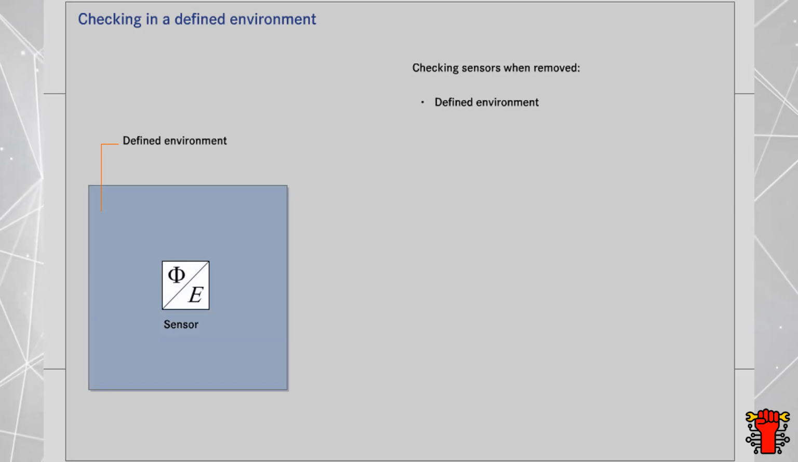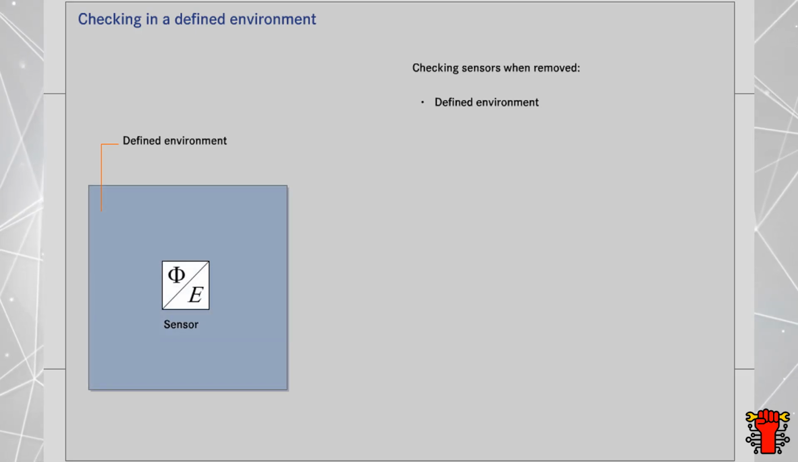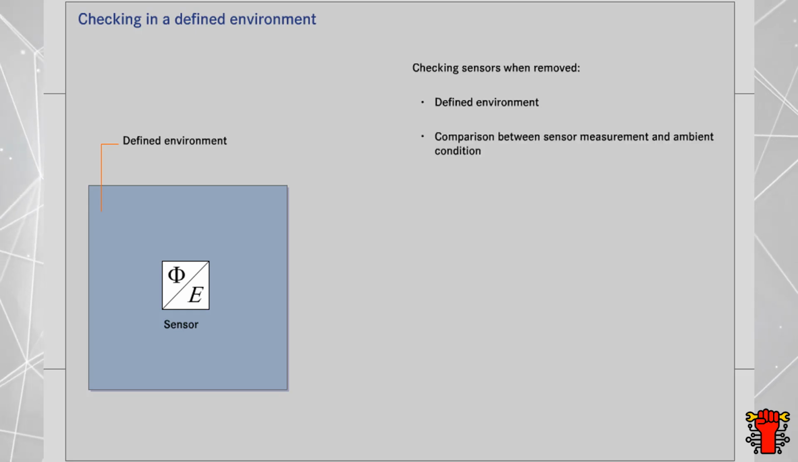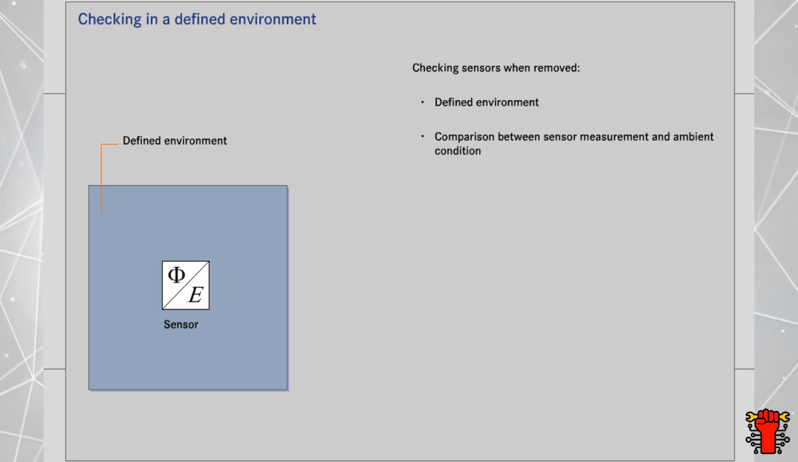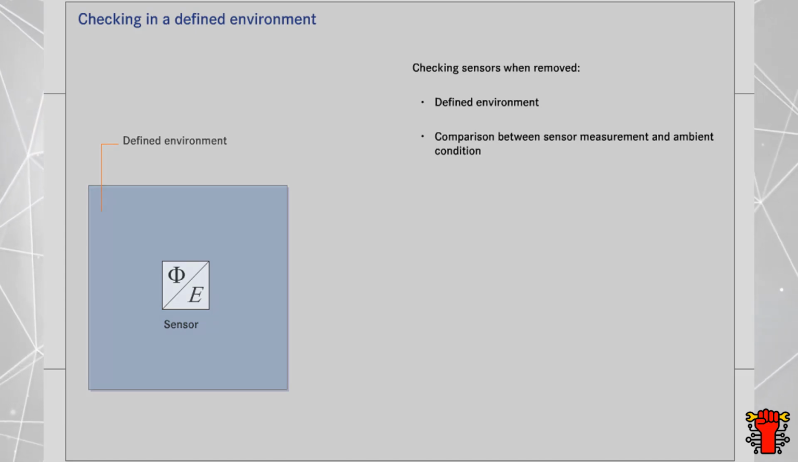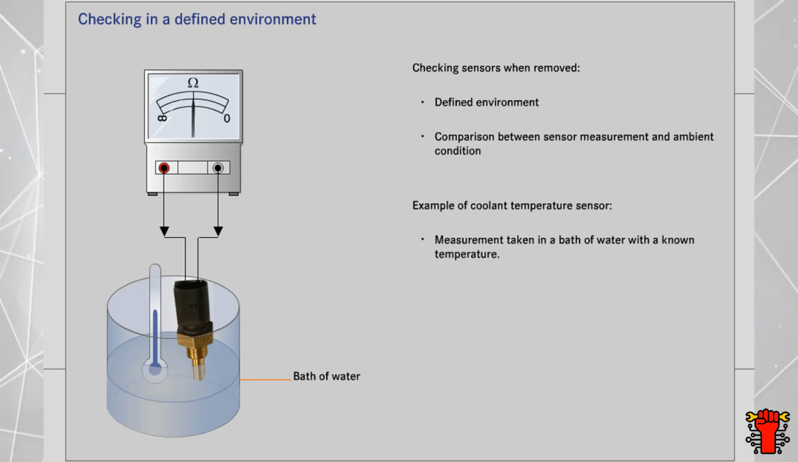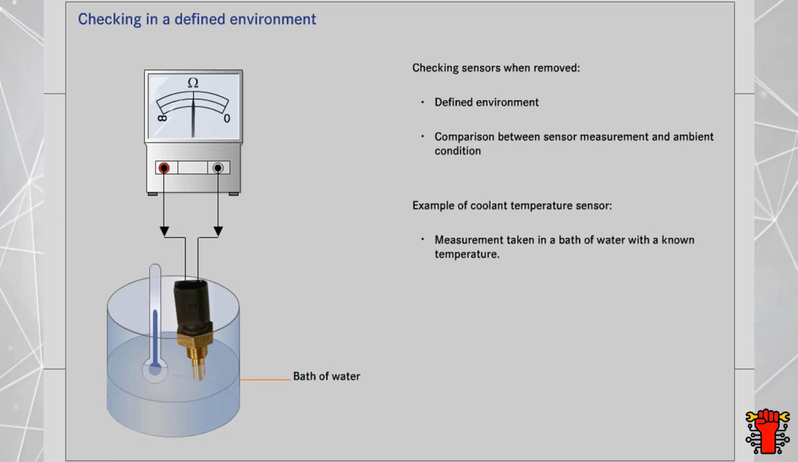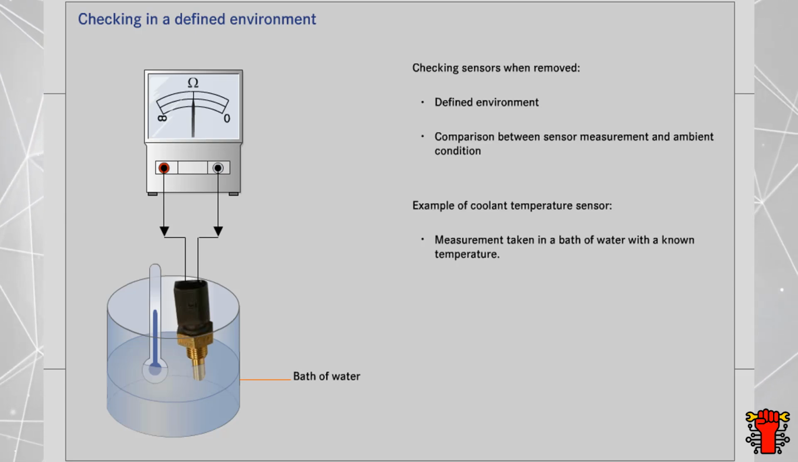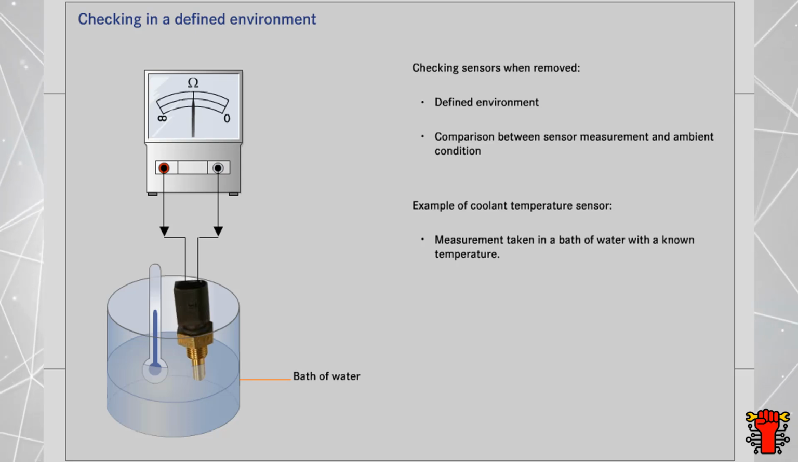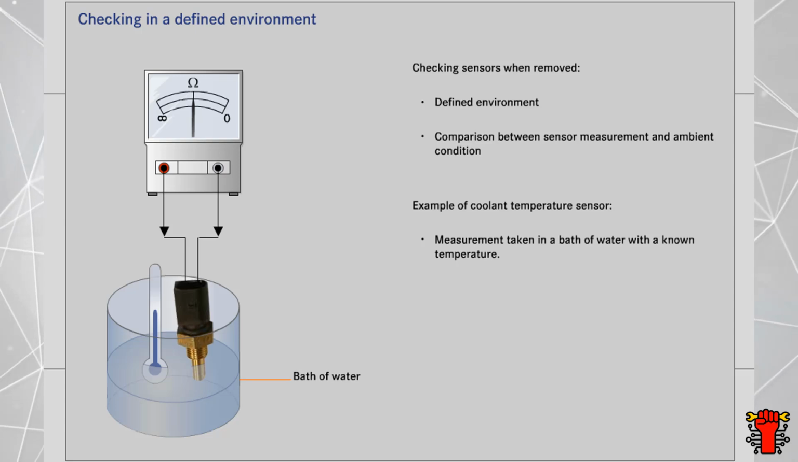To check whether a sensor is working correctly, however, it may also be useful to remove it from the system and place it in a defined environment. It's then possible to check whether the measurement result corresponds with the ambient conditions. For example, the coolant temperature sensor can be placed in a bath of water with a known temperature. A comparison of the measurements with the data from the manufacturer's characteristic curve will show whether the sensor is working correctly.